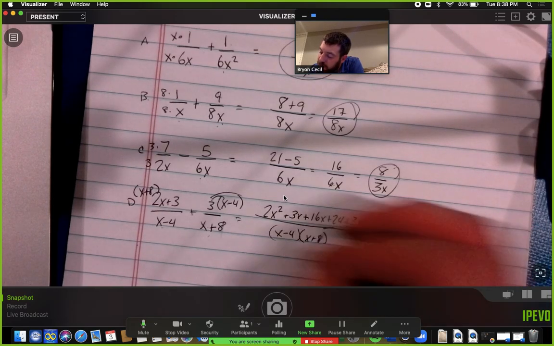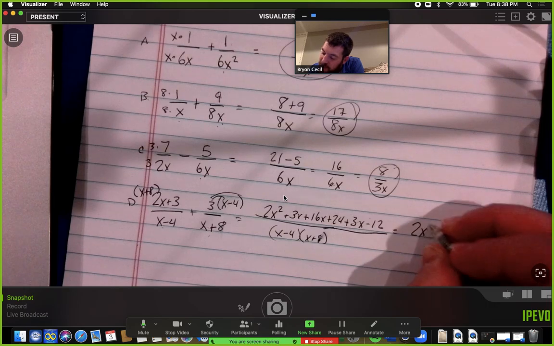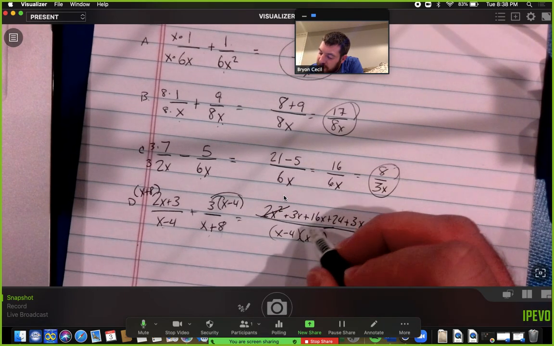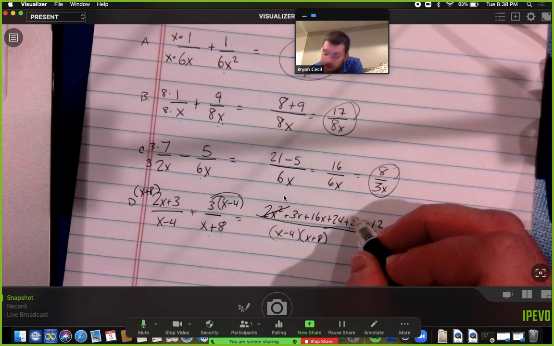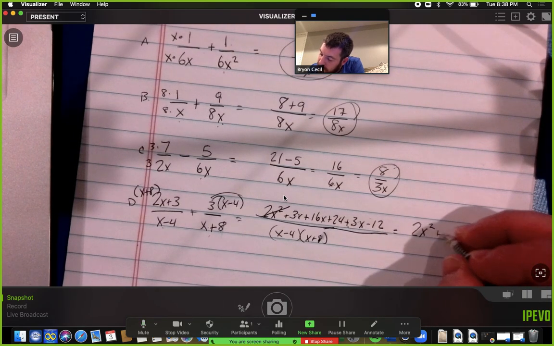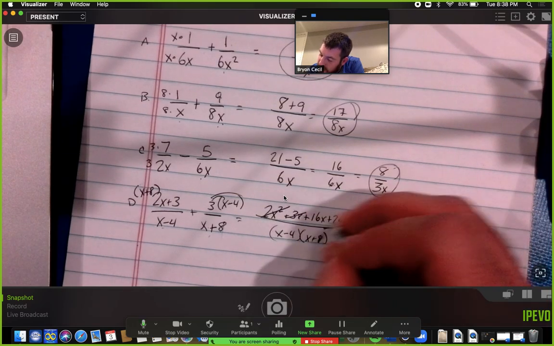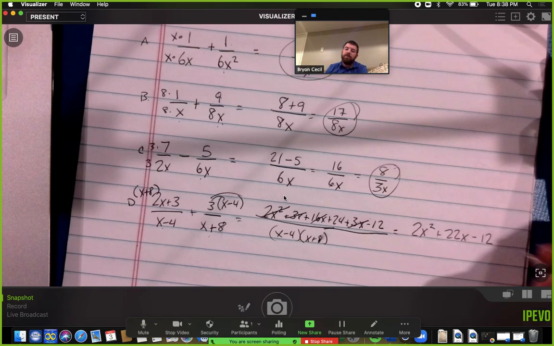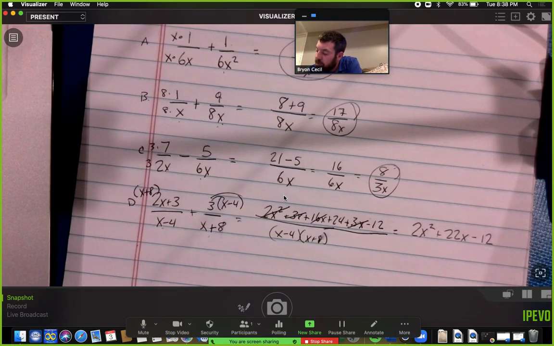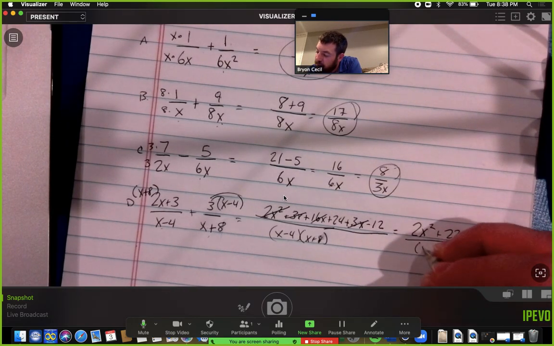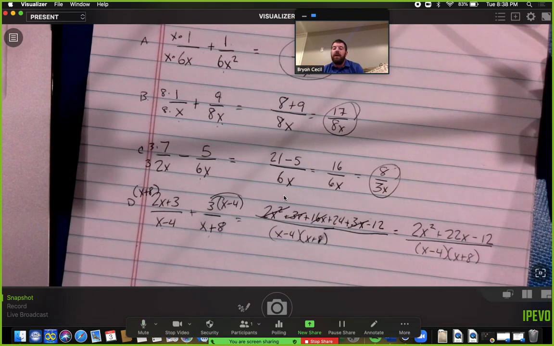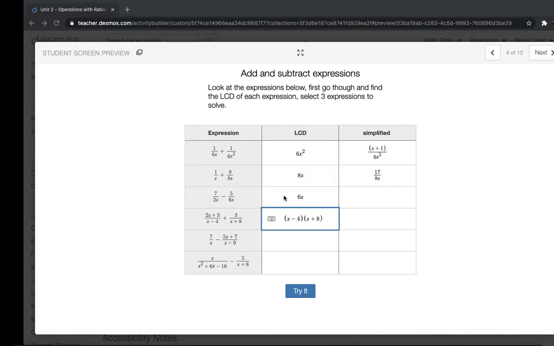I got a 2x squared. And I like to cross off when I'm done to kind of help me out. I got a 16, 17, 18, 19, 20, 21, 22x. Cross those 3 x's out. And then 24 minus 12 is 12. And all of that is over x minus 4, x plus 8. Now you could try to work that out and see if it factors out and anything deletes, but it doesn't. It's in the simplest form.